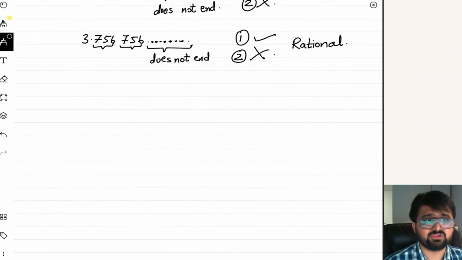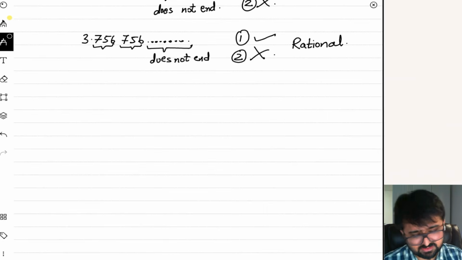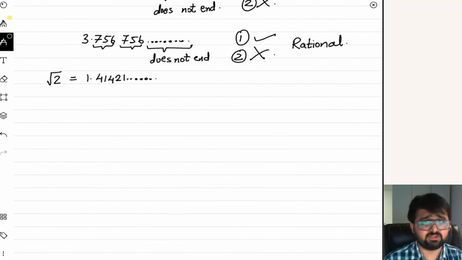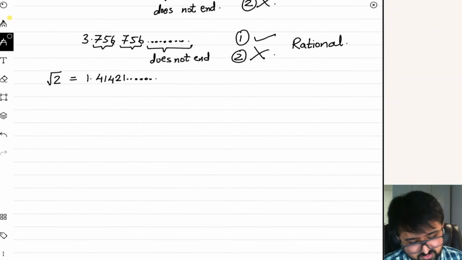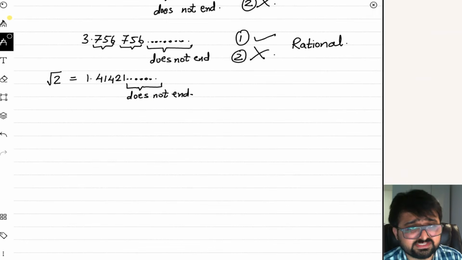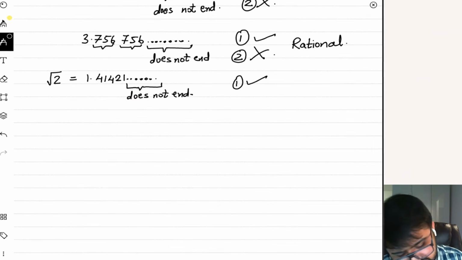Let's look at a few other examples. Let's look at the number root 2. The number root 2 can be written as 1.41421 dot dot dot. Now let's look at the two conditions. Condition number 1 is that it should be non-terminating. It should not end. So it does not end. Okay, so this condition is getting satisfied. So condition number 1 is satisfied.